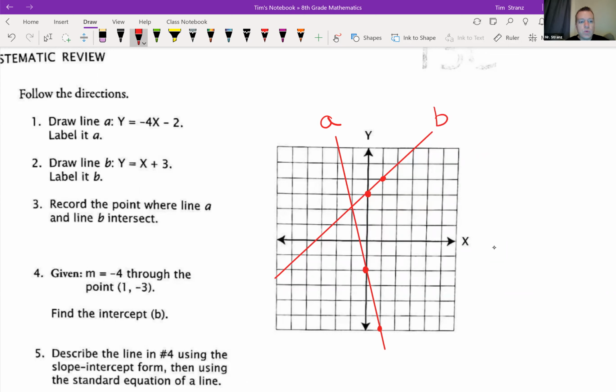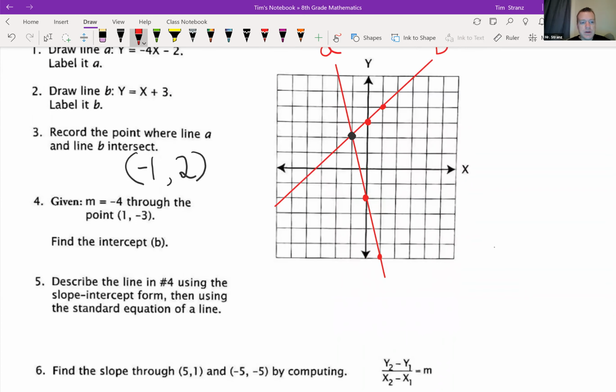All right, so we need to see where the lines intersect. So where does line A and line B intersect? You can see that they intersect right here, and that point is going to be negative 1. So you go over to the left, negative 1, and you go up 1, 2. So negative 1, 2 is where they intersect. Okay, number 4.